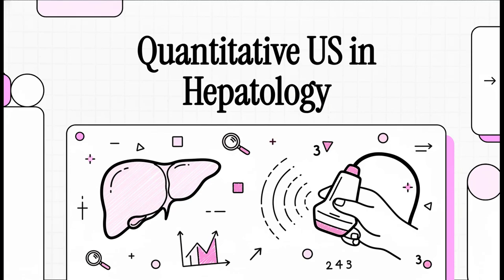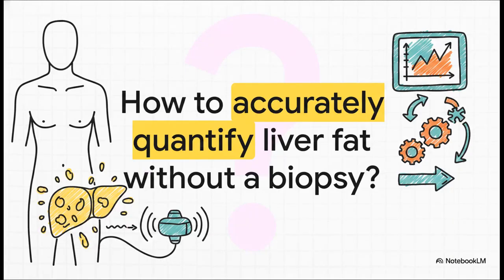Welcome to this explainer. If you work in clinical practice dealing with liver disease, you probably know firsthand the absolute frustration of relying on subjective imaging. We've all been there, right? You're staring at a monitor, debating with yourself whether a liver looks bright enough to classify as steatotic. Well, today we're setting all that guesswork aside. We're going to explore how modern quantitative ultrasound is completely transforming hepatology by replacing those subjective visual assessments with hard, objective numbers. So let's dive right in.